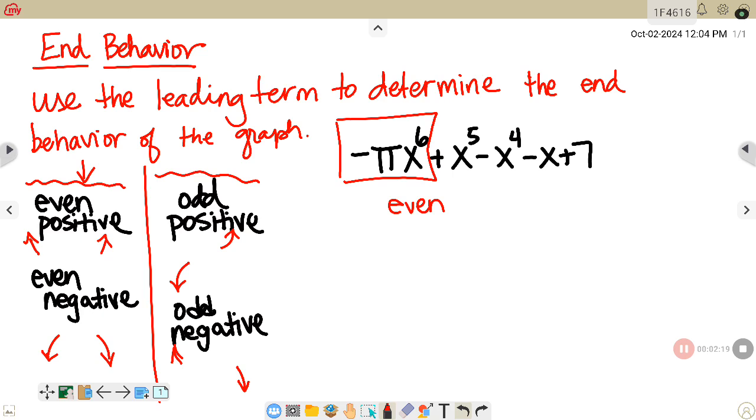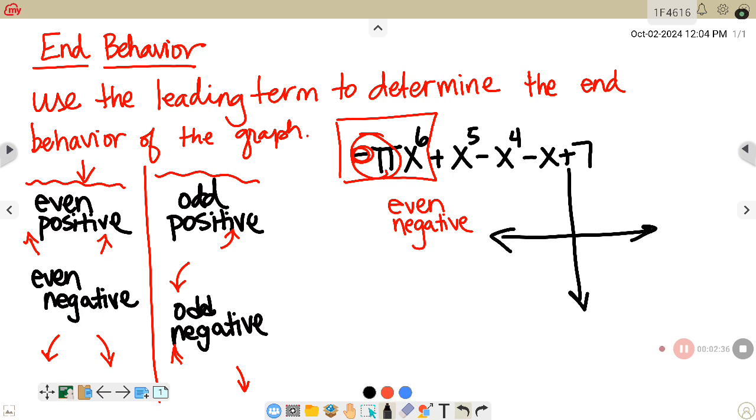And then I'm looking at the sign of the coefficient. This one's sign is a negative, which means it's got an even negative end behavior. So on the graph, if you are even and negative, both ends of your graph are going to be pointing down.